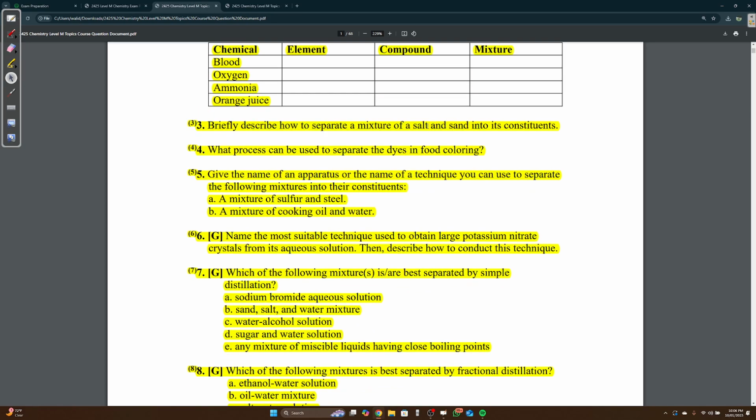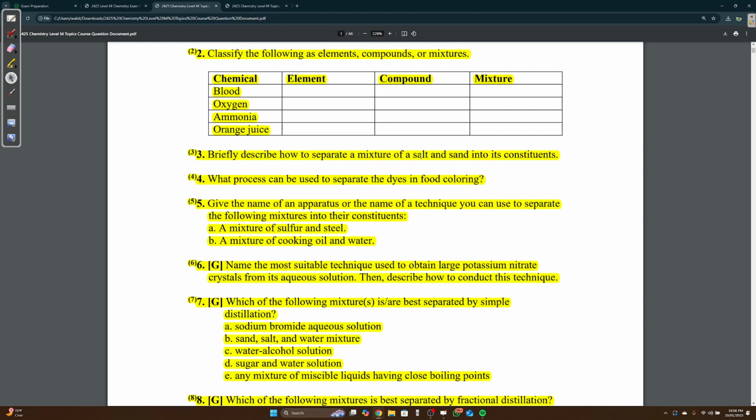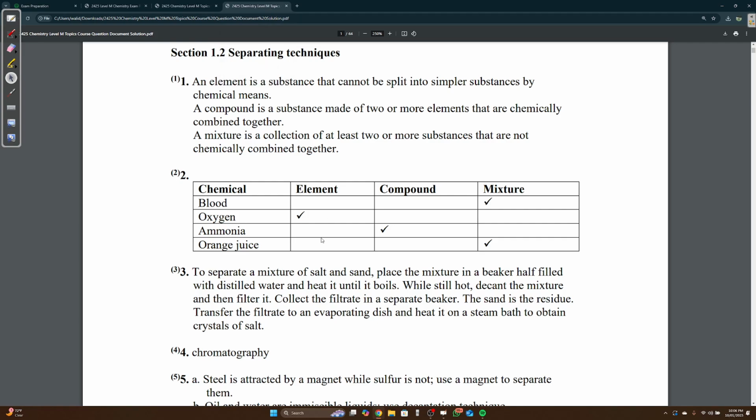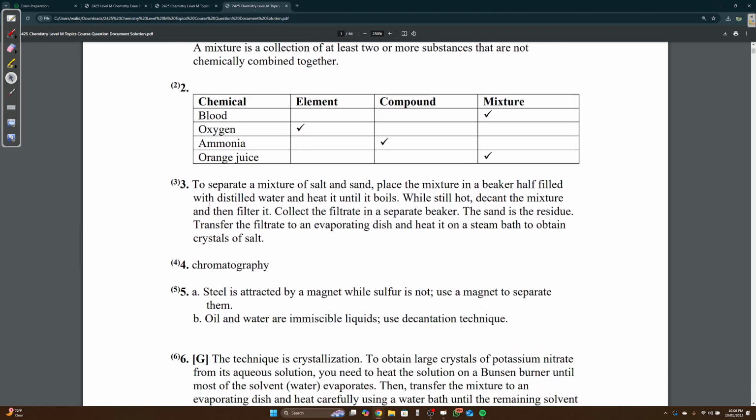Briefly describe how to separate salt and sand into its constituents. Of course, salt and sand, right? So the first thing I'm thinking is use water, right? Place the mixture in a beaker with water, right? When you put it in water, obviously the sand isn't going to dissolve, but the salt will, right? They're saying heat it until it boils or is still hot.